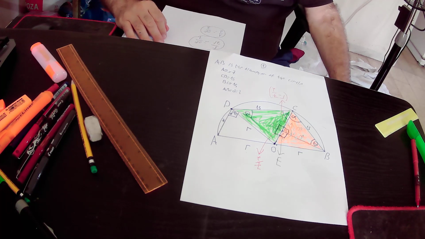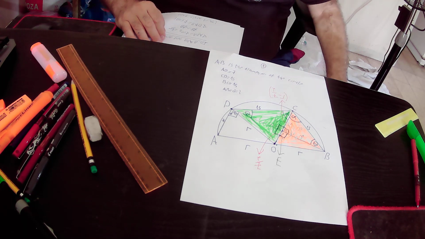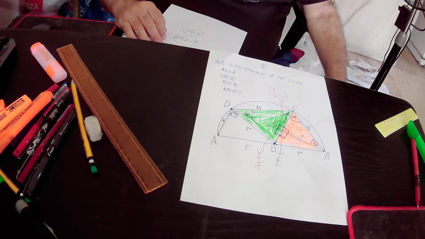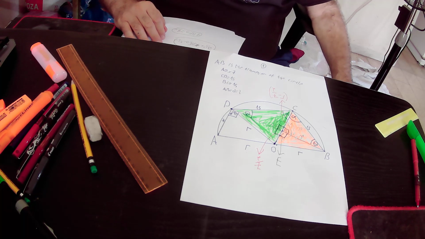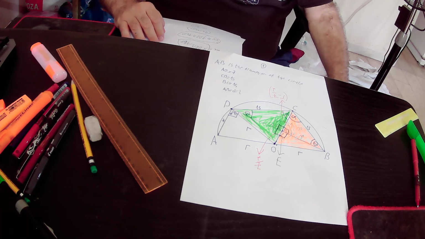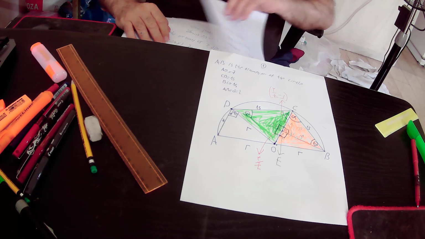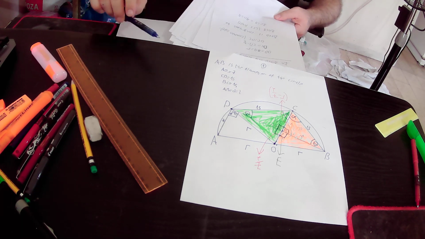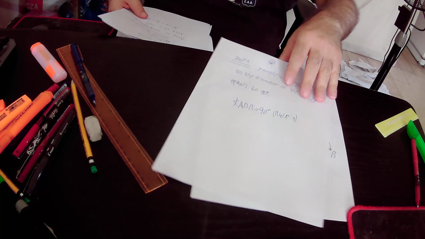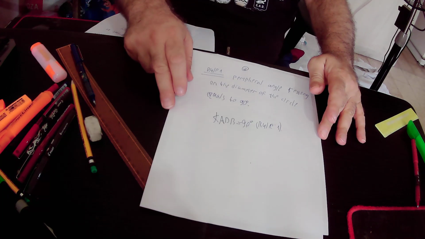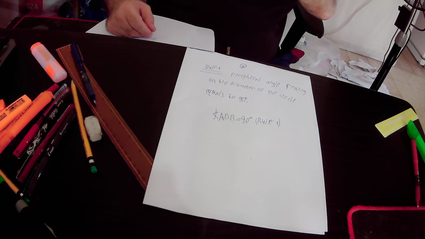Okay, first of all, we made a construction. We connected points B and D by a straight line, and the angle ADB, that is a peripheral angle, actually equals 90 degrees according to rule number 1, that states that a peripheral angle resting on the diameter of the circle equals 90 degrees.